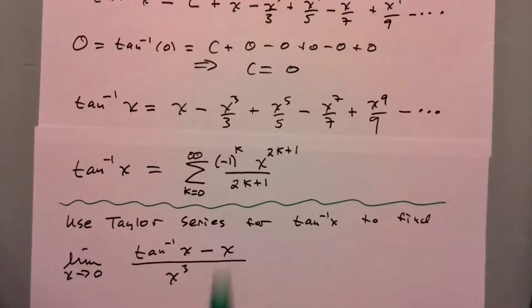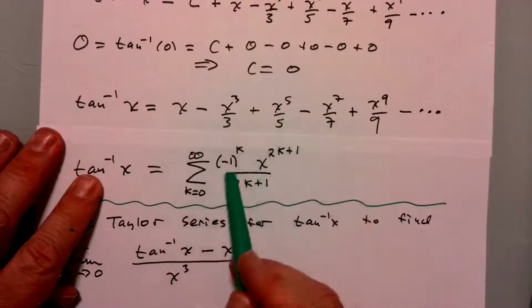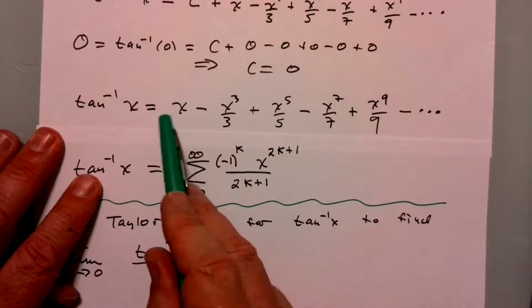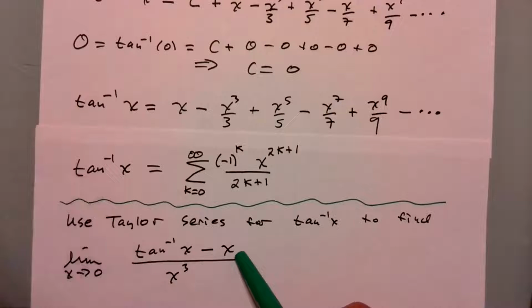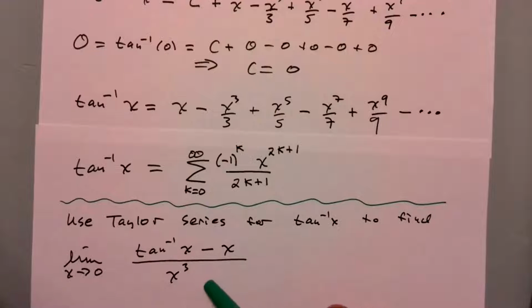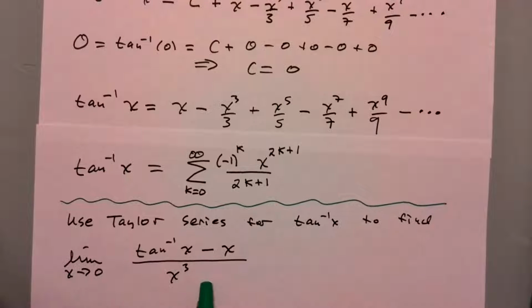You've got your Taylor series for inverse tangent up here. Use this version. Don't use the sigma version. That's just going to be confusing. Use this version. Subtract x. You should be able to do that. Divide by x cubed. You should be able to do that. And then tell me the limit as x approaches 0 of what's left.